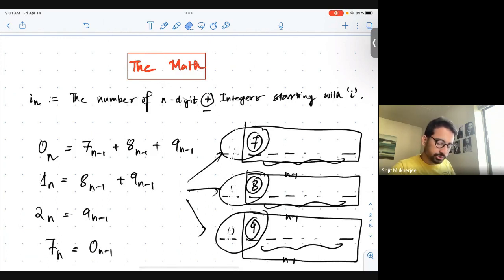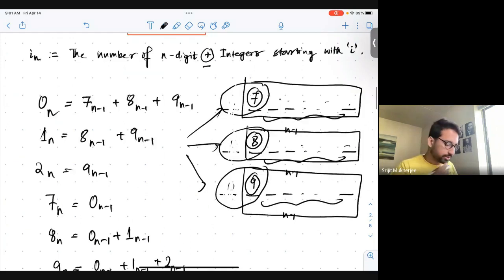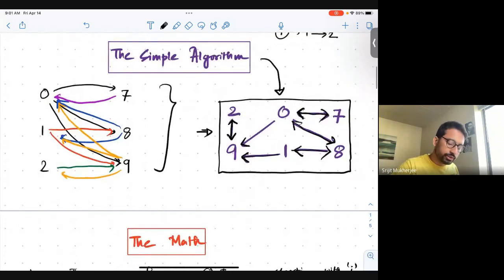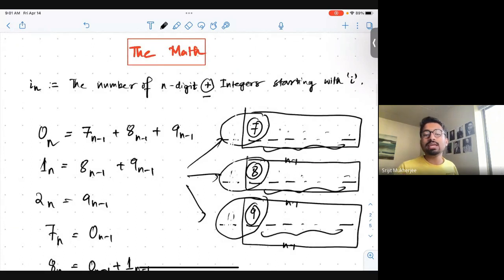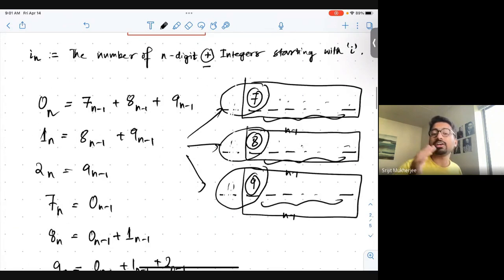So you can see it reduced down to n minus 1 digit integers. Whatever you put, the number of different possibilities gives the total count. So wherever the arrow is going, accordingly it will behave. You can find this relationship. This is called a recurrence relationship.